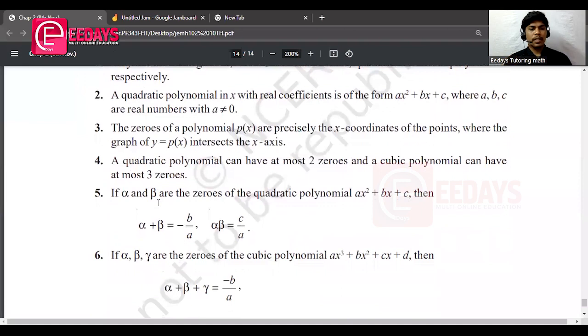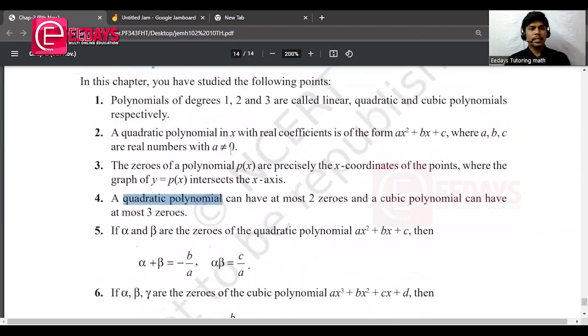A quadratic polynomial has at most 2 zeros. What is the degree of a quadratic polynomial? Just now we discussed it: if the degree is 2, we call it a quadratic polynomial. Then how many zeros can you expect? At most 2 zeros. In MCQs, they ask like this. For a cubic polynomial, the most number of zeros is 3. Cubic means the degree is 3, that is why it has 3 zeros.